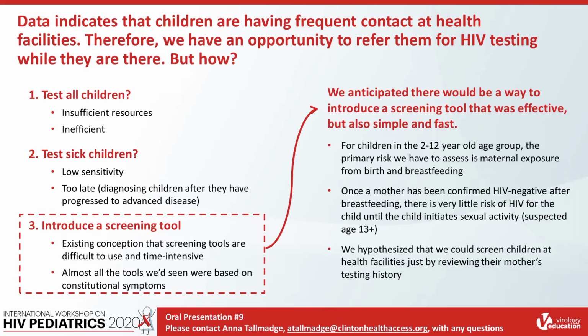So as we started to develop this tool, we realized there was an opportunity to approach screening in this age group in a very different way. Because the primary risk we have to assess in this age group is maternal exposure. So in our view, once a mother has been confirmed HIV negative at the end of breastfeeding, there's very little HIV risk for the child until such time that they initiate sexual activity, which surveys suggest is around age 13. So for this age group, we hypothesized we could screen children simply by reviewing their mother's testing history.